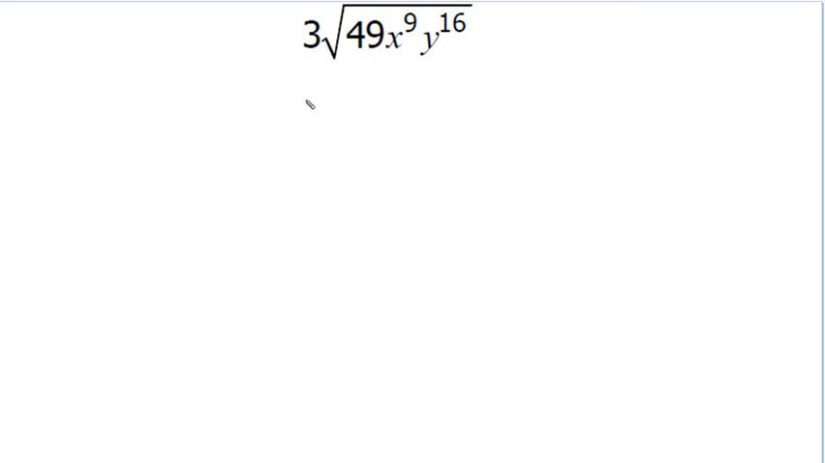So we're still doing square root. So I have 3 times the square root. Now I don't have to do anything with 49 because it is a perfect square. 9 is not evenly divisible by 2. So the largest number less than 9 that's evenly divisible by 2 is x to the 8th. Product rule says I need one more x to get back to x to the 9th. And I can leave y to the 16th because 16 is divisible by 2.